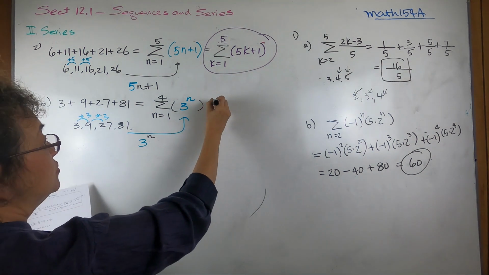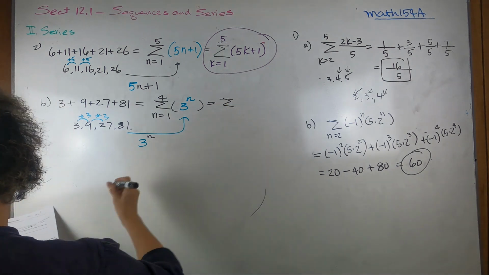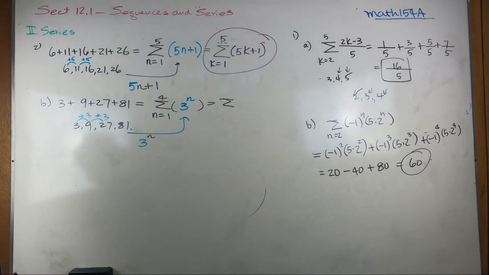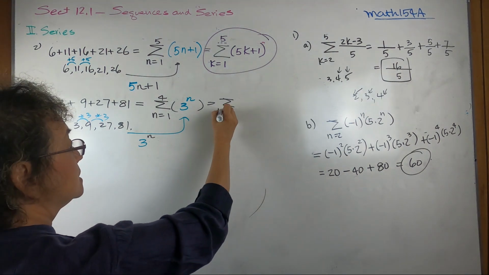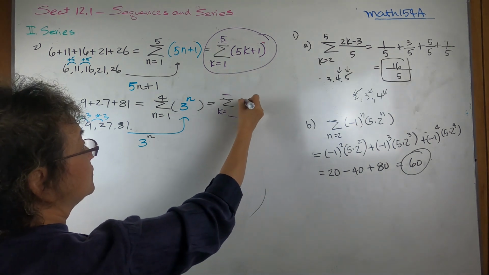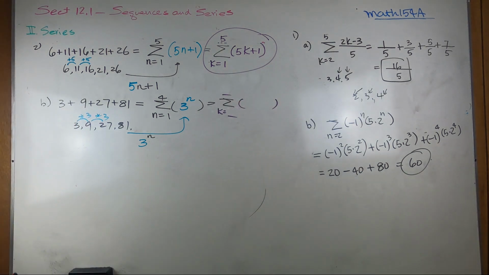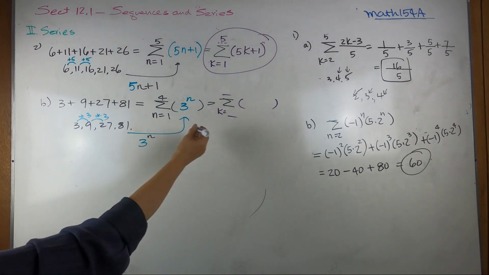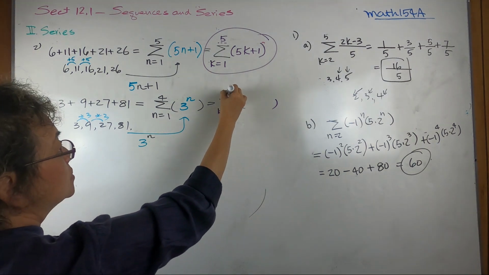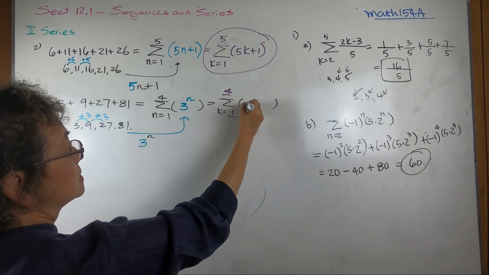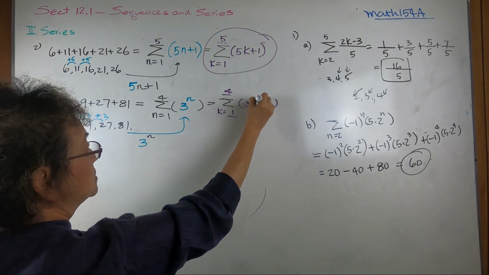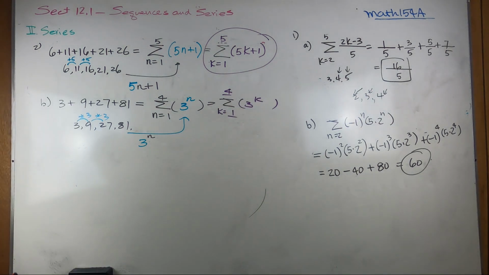Then if we give you this one, we give you this already. We say k is asking you to fill in all this. So your k is what? From 1 to 4. Then the general term will be 3 to the k power. Right?